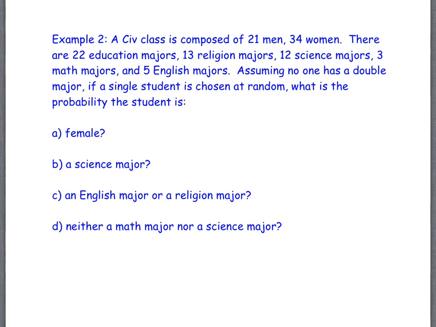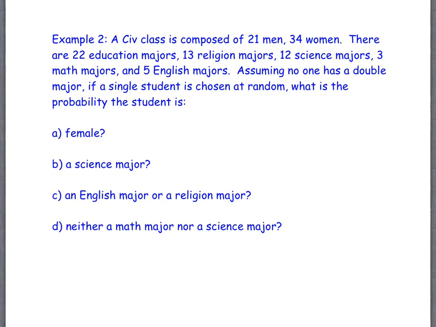A class is composed of 21 men, 34 women. There are 22 education majors, 13 religion majors, 12 science majors, 3 math majors, and 5 English majors. The next statement actually really is important, although it doesn't look like it maybe is at the outset. It says, assuming that no one has a double major, if a single student is chosen at random, what's the probability that they are the following? So why does it matter that we say that there's no double majors?